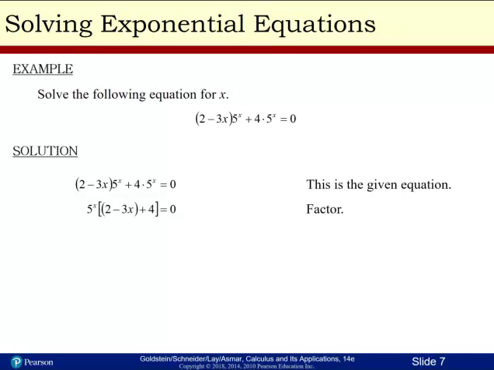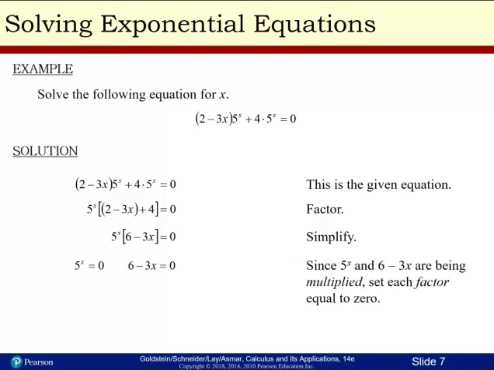Then what I'm going to do is simplify what's inside, and I'll get 5 to the x times the quantity 6 minus 3x. This is in terms of factors, so I can just set each factor to 0 and simplify. Now 5 raised to the x, I can't take 5, raise it to some power and get 0, so that's not going to work. But I can simplify 6 minus 3x and say that x is 2.